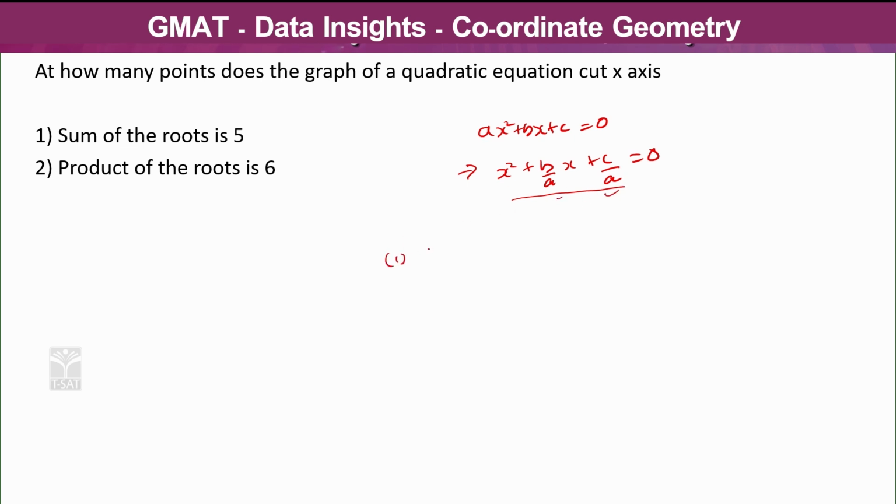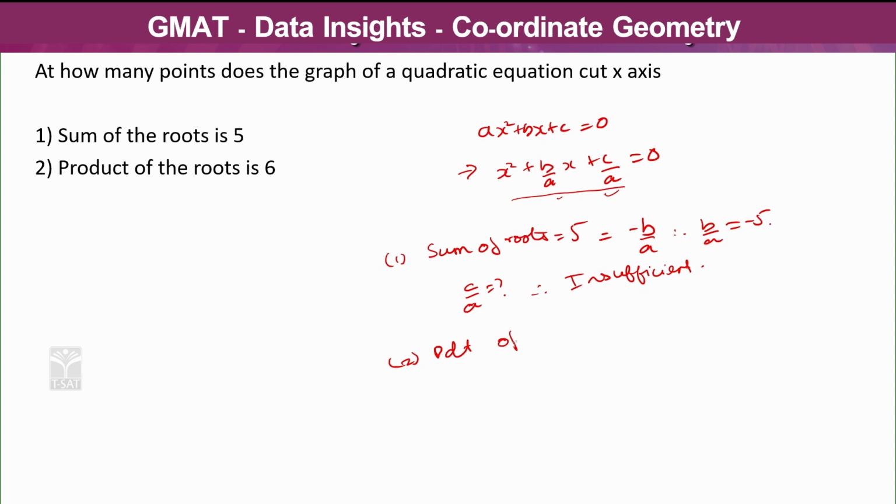So the first statement says the sum of the roots is equal to 5. Which means that minus b by a is equal to 5, therefore b by a will be equal to minus 5. But we do not know anything about what c by a is equal to. Therefore this statement alone is insufficient to answer the question. Let us see statement 2. Statement 2 says product of the roots is equal to 6, which is equal to c by a. Therefore c by a is equal to 6, but then we do not know anything about b by a in this statement. Therefore this is also insufficient to answer the question.